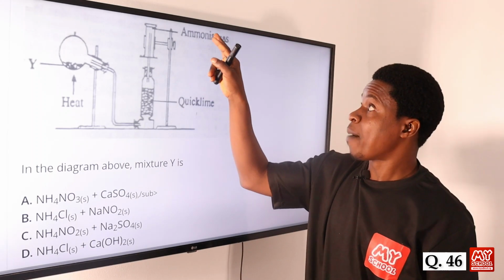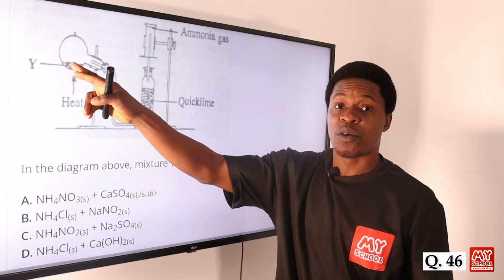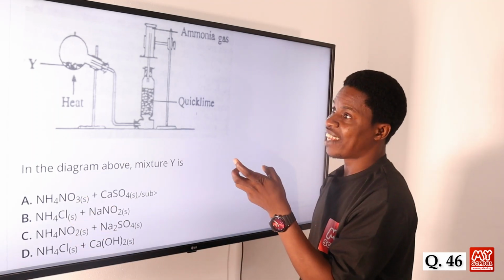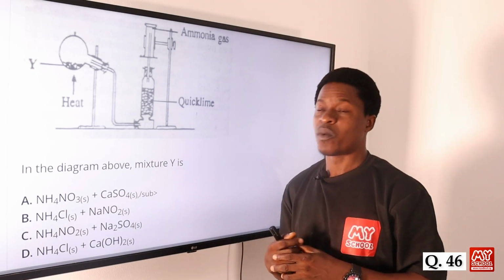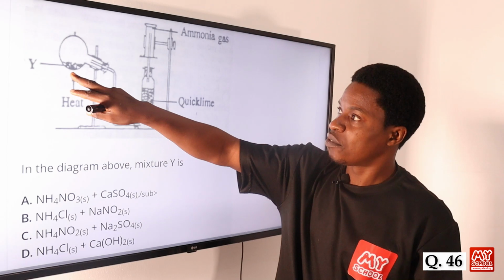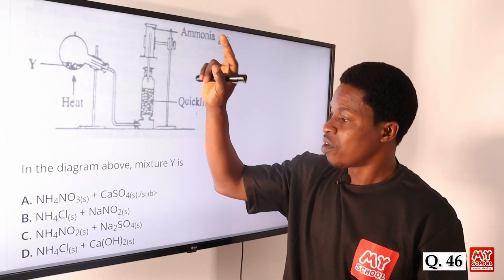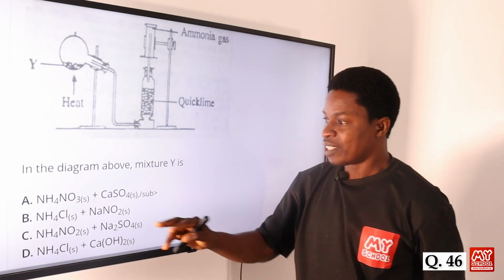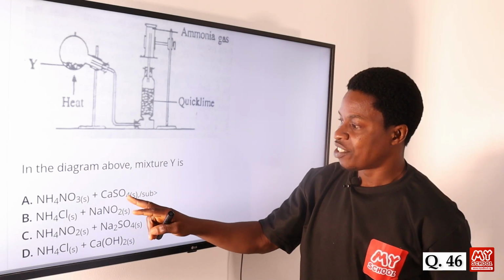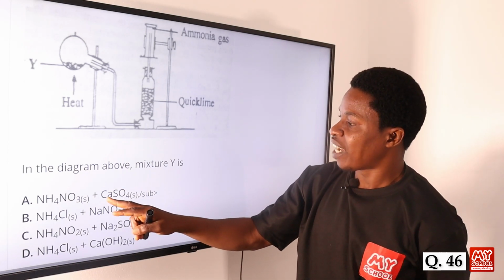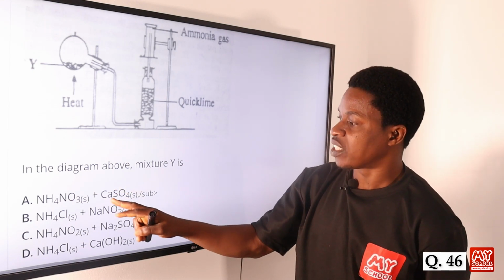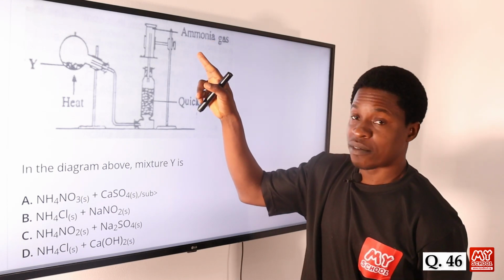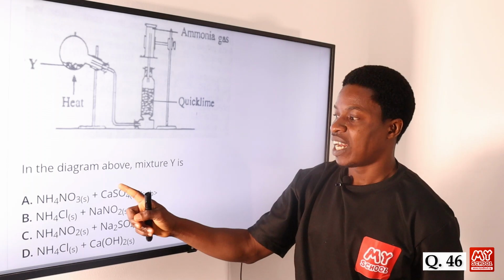Of course, because we have ammonia gas being formed, this mixture must contain ammonium salts. So we have ammonium nitrate, ammonium chloride. Don't forget that ammonium chloride can react if you subject it to heat. Now we have all of them containing ammonium, so we want to look at the one we are going to eliminate. Then reacting with what? Calcium sulfate. Yes, we have calcium here, but we are talking about sulfate. This sulfate is going to react with the ammonia that we have here, so definitely it cannot be this.